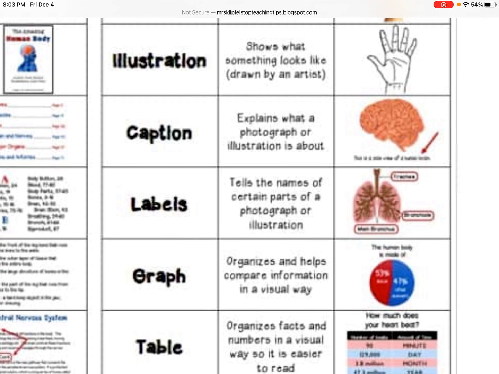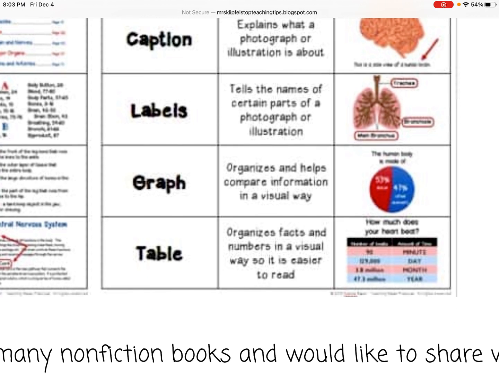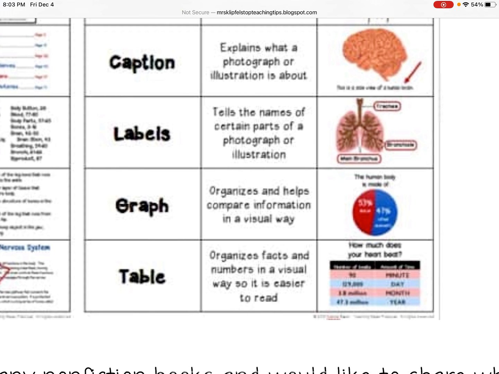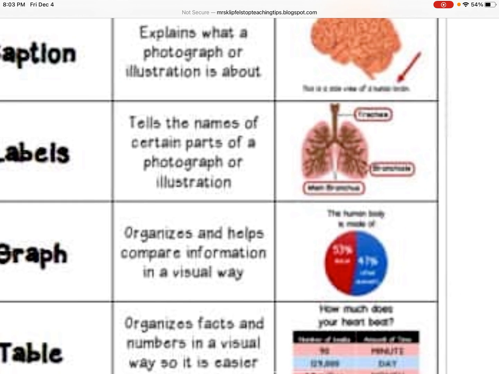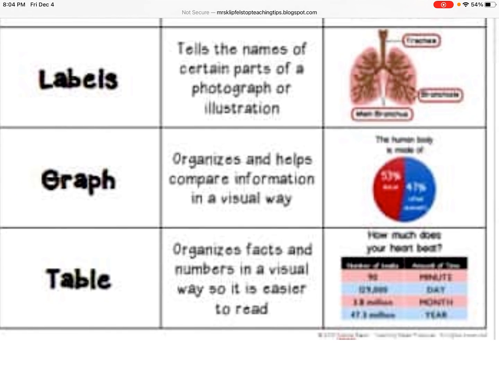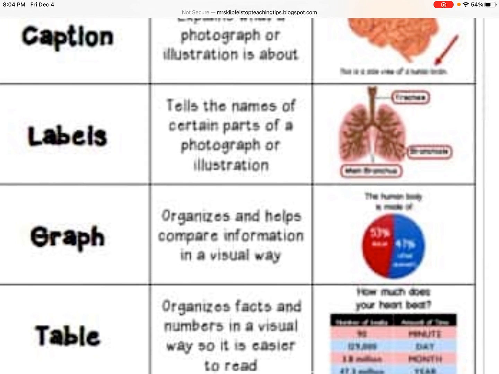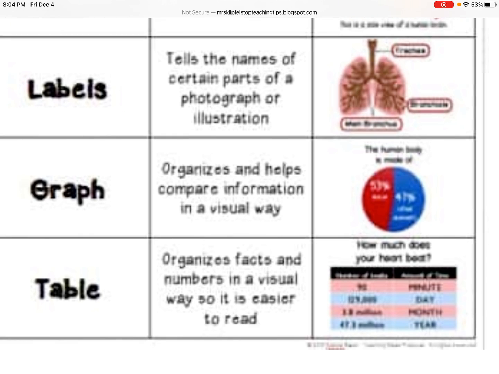A caption, we're familiar with these as well. Captions tell you what's going on in a photograph or illustration. Labels are new. Here they have, and I know it's blurry, I apologize, an illustration of lungs. And they've labeled each different part of the lungs, okay? So they're telling you the names of these different pieces. And actually label is one of our academic vocab words, so you should be familiar at least a tiny bit with that word.